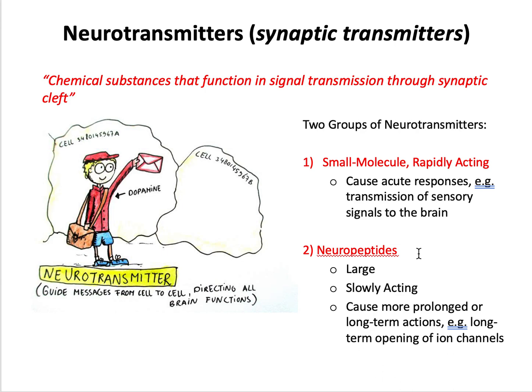And then small molecules are very rapidly acting and elicit short-term responses, whereas neuropeptides, the definition of a peptide is 2 or more amino acids linked together through peptide bonds, right? But neuropeptides are going to be larger molecules, and their synthesis takes longer, their arrival at the axon terminal takes longer. So they're slow acting, but they cause more profound long-term responses.